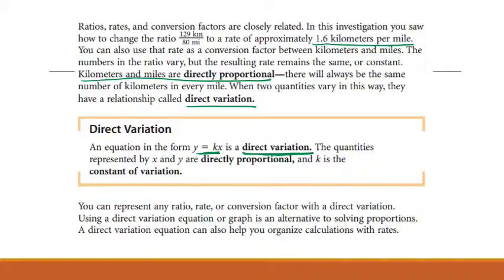And the quantities with x and y are what we call directly proportional, and they're related by the constant k, which we call the constant of variation. So like you saw before with the equation y equals 1.6 times x, y was our number of kilometers, 1.6 was our rate, and x is our miles. Again, we would say that y and x are directly proportional to each other, that they are in a direct variation relationship, and that they are related by this special constant. In this case, it's 1.6, representing the 1.6 kilometers per mile.